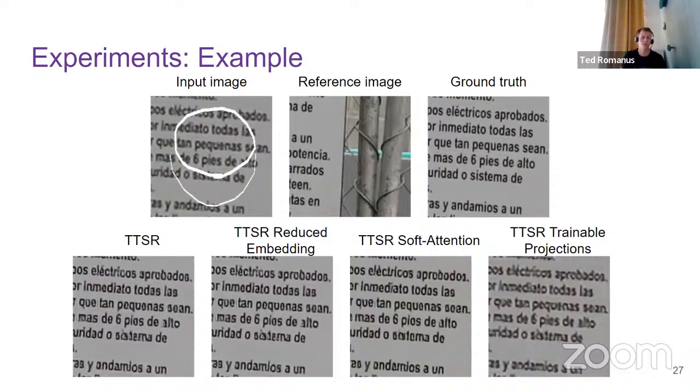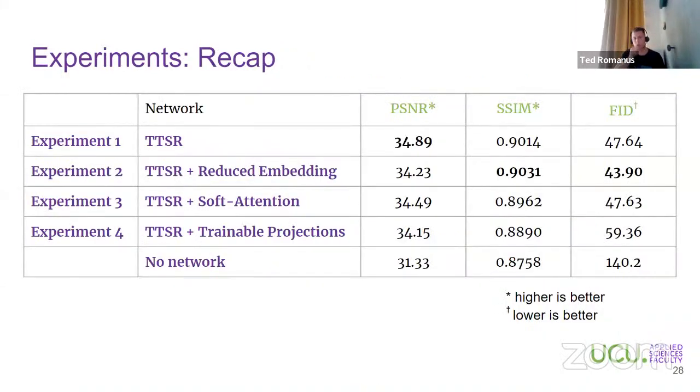So here's an example of all networks working together on one of the images that was shown previously. The first line shows the inputs, and the second line shows four experiment outputs for the same image. You can see that TTSR with reduced embeddings and TTSR with soft attention both show very good super resolution results. The modification with trainable projections doesn't show progress in super resolution, though they all solve the in-painting task really nicely. The quality metrics also confirm that the first three experiments show similar PSNR, SCM, and FID, while trainable projections show worse results.